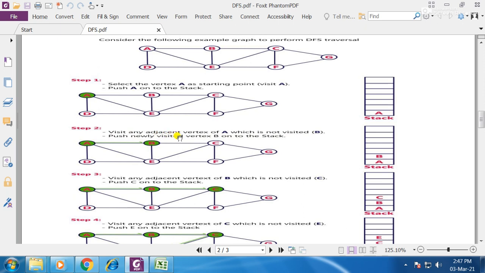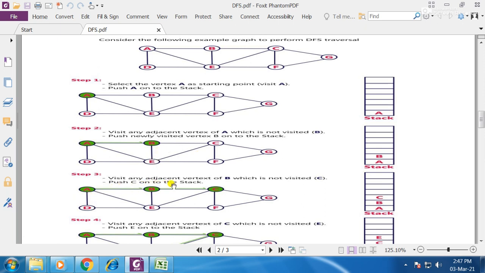Now coming to step number 2, visit any adjacent vertex of A which is not visited, push the newly visited vertex on the stack. Now look, the adjacent vertices to A are D and B. See, B is there and D is there, and E also is adjacent. You can select any one of them. So in this example we have selected B. We have visited B, and whatever we visit, we have to put in the stack. Now B is there, so A and B are in the stack.